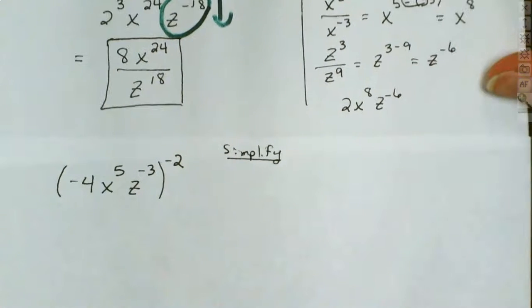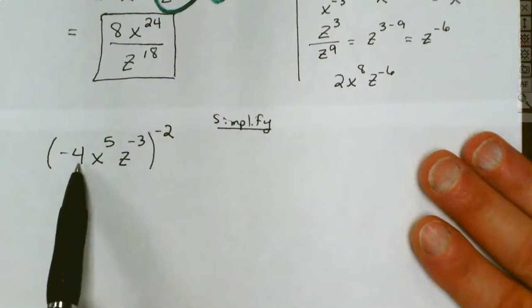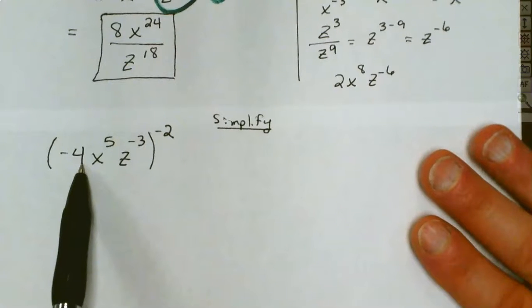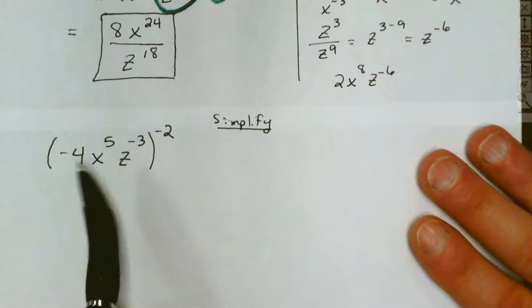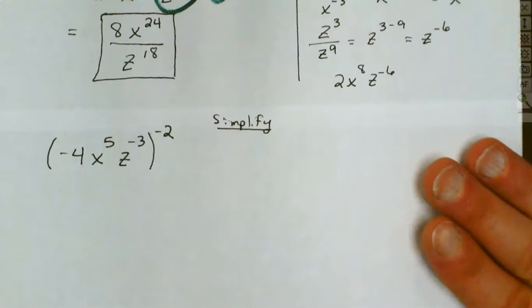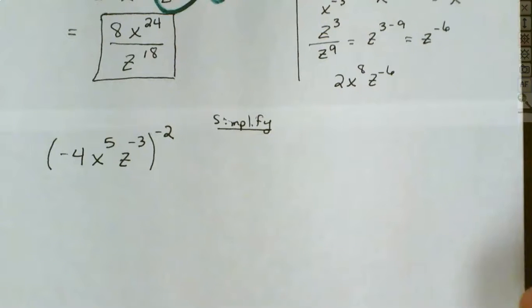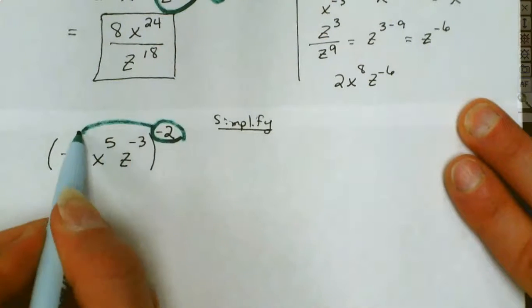When I first look at this, can I combine anything together inside? No, because we've got a 4, nothing can go with that. We have an x and a z, so those can't go together. So there's nothing to break down on the inside. What we can now do is we can distribute this negative 2 through.